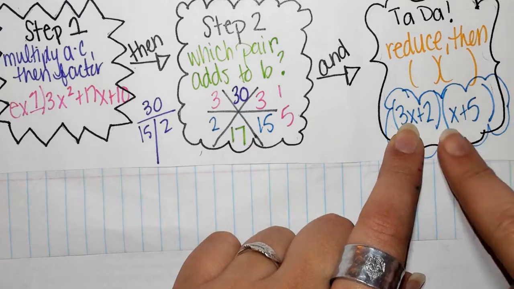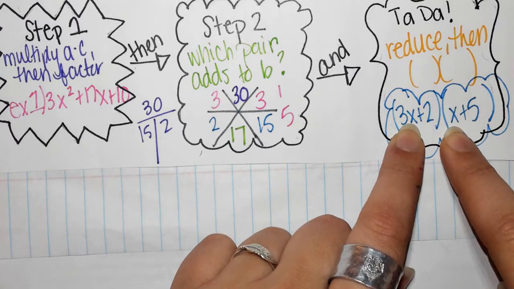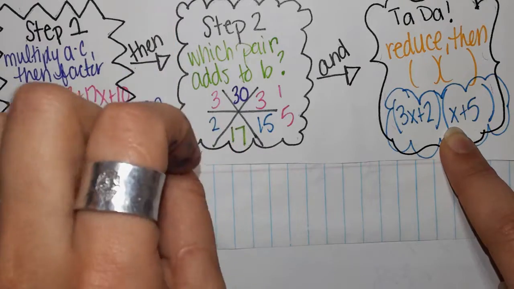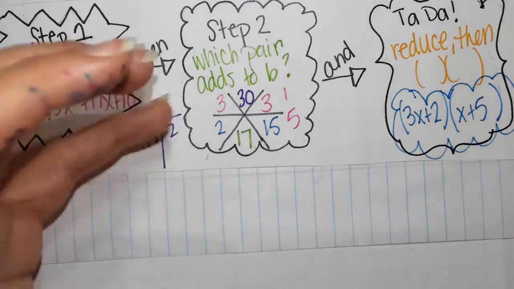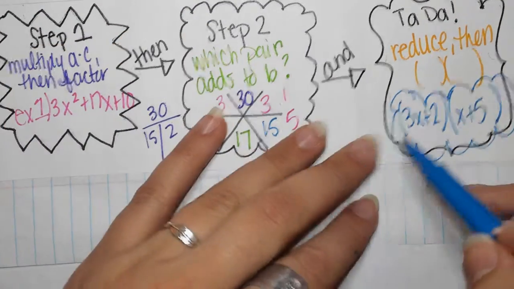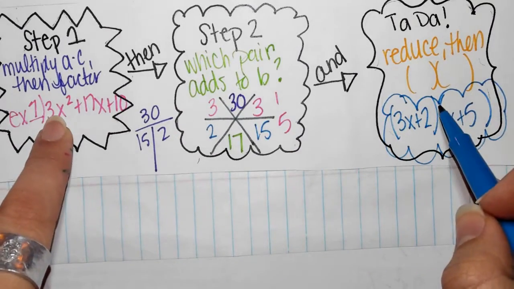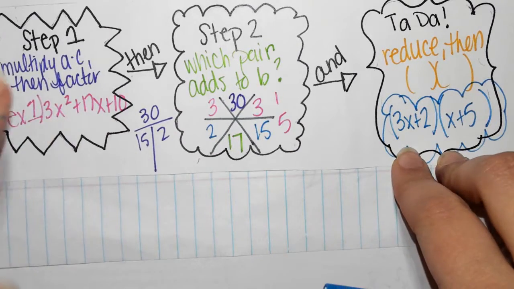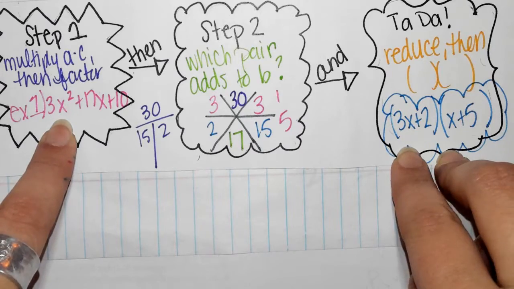In both parentheses, would there always be a letter? Yes, because we have to get x squared. So remember, we're going backwards to FOIL. And when we FOIL this out, we'll end up with this. So you have to have an x in both to get x squared.